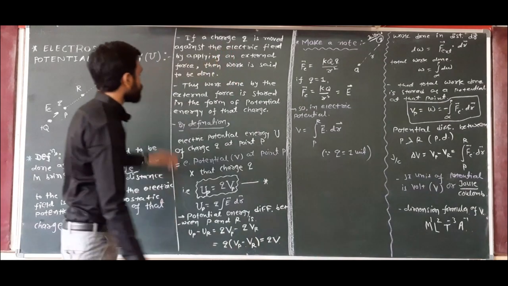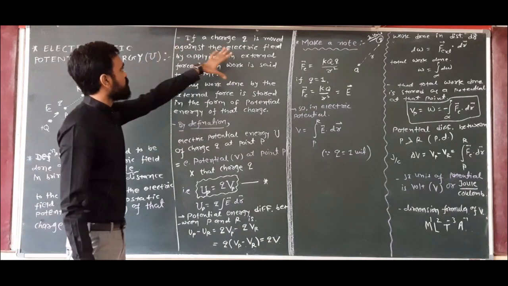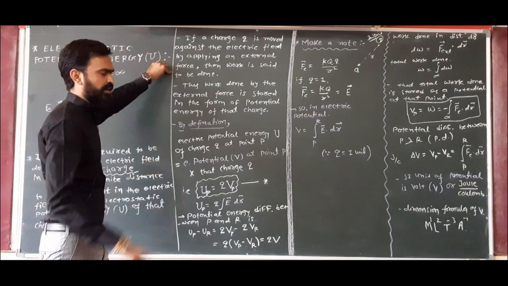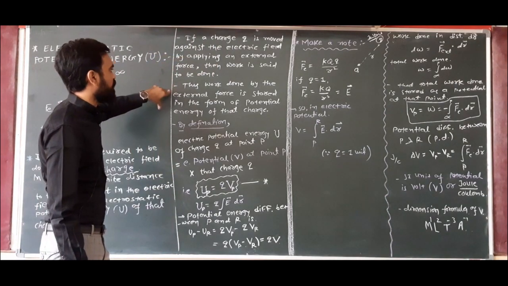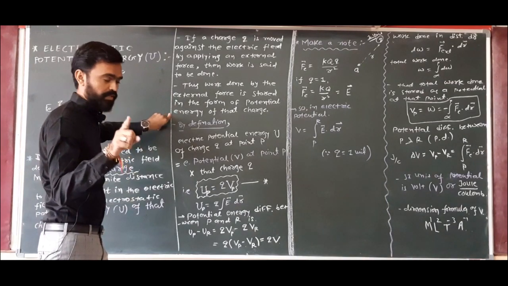Now this is the explanation, right? Okay. If a charge Q moves against the electrical field by applying an external force, which is mandatory, then work is said to be done. We know this work done by the external force is stored in terms of potential energy of that charge, right?